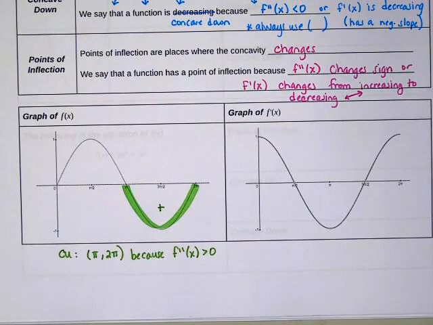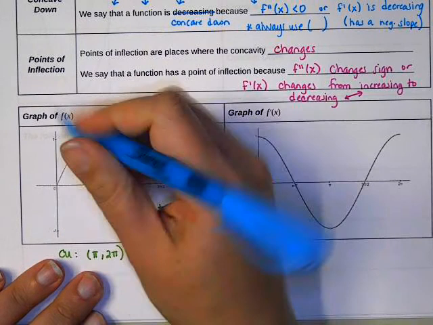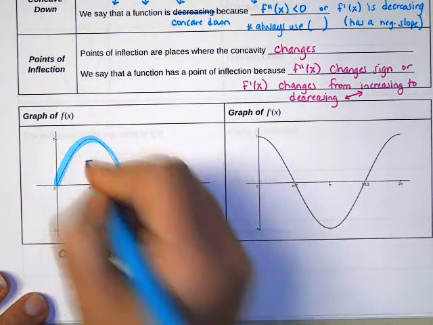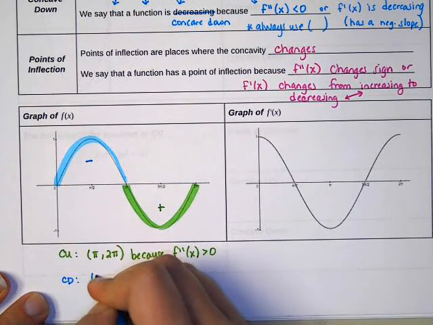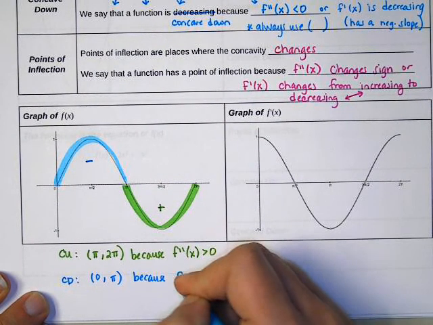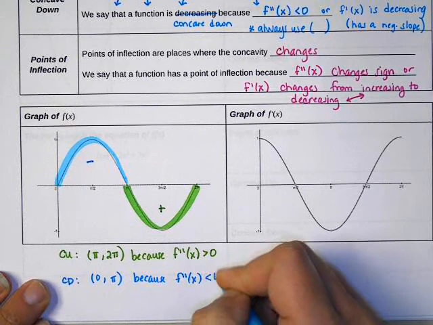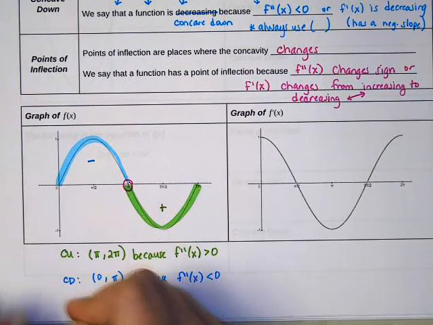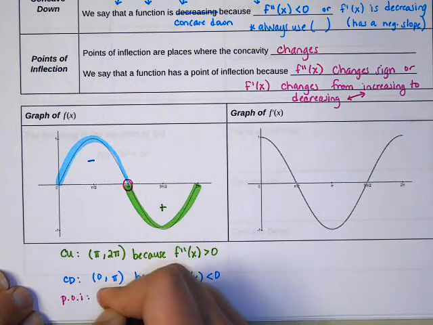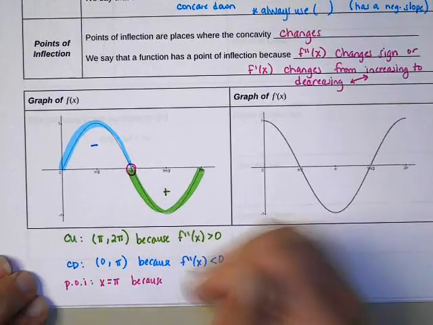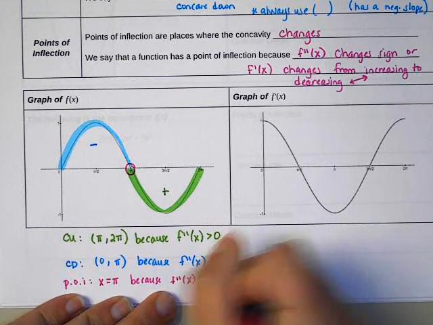If I was looking for where this graph is concave down, I would be looking for where it looks like a frown. So I would be looking at the first part of the graph here, which is a place where we're concave down. And I would say that that's from 0 to pi because the second derivative is less than 0. Now, points of inflection are the place where the concavity changes, which is going to be right here in the middle. So I would say that there's a point of inflection at x equals pi because f double prime changes signs.